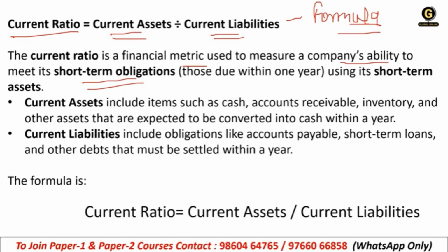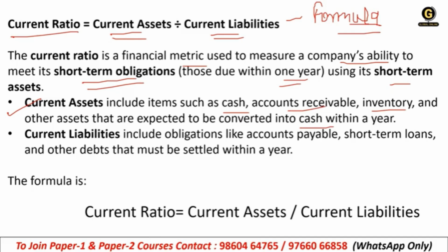The current ratio is a financial metric used to measure a company's ability to meet its short-term obligations, those due within a year. Short-term obligations mean those within 1 year, using its short-term assets. What is a current asset? It includes items like cash, accounts receivable, inventory, or other assets that are expected to be converted into cash within a year. If any asset is convertible into cash within a year, that is called a current asset.